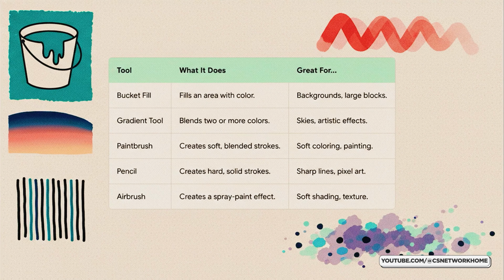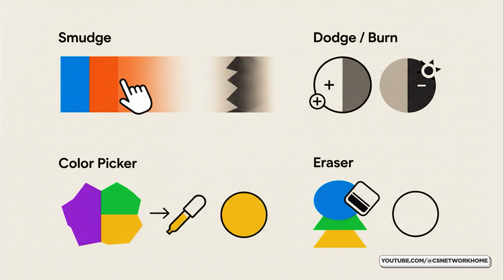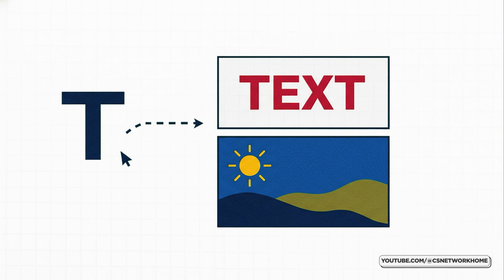Then there's the classic paintbrush for soft strokes, the pencil for hard, crisp lines, and the airbrush for that nice soft spray paint effect. And these are your secret weapons for photo retouching. You can blend colors together with the smudge tool. It's just like smearing wet paint with your finger. You can blur things to soften them or sharpen them to add clarity. And then there's dodge and burn, which is an old darkroom trick for selectively lightening or darkening parts of your photo. Super powerful stuff.